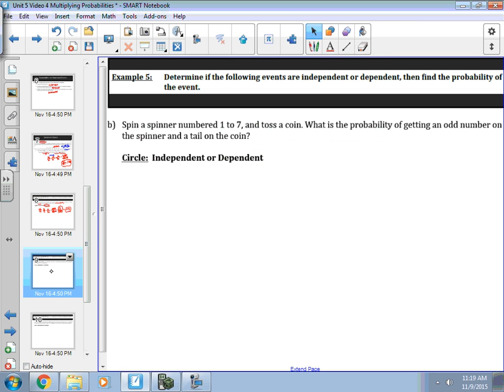All right, let's try another one here. B, it says, spin a spinner numbered 1 to 7 and toss a coin. What's the probability of getting an odd on the spinner and a tail on a coin? Spinning a spinner and a coin don't have anything to do with each other. So this would not be dependent. This would be independent. These are separate things. They don't affect each other.